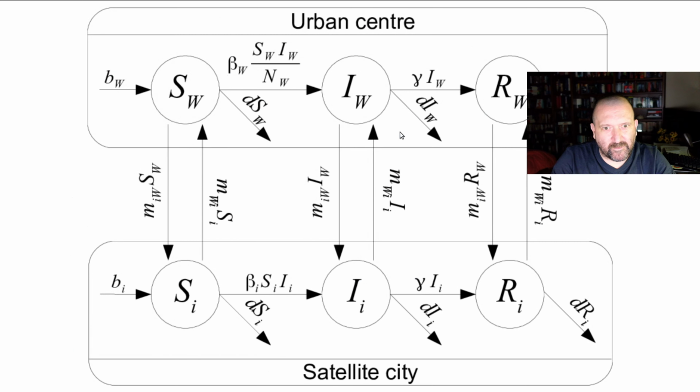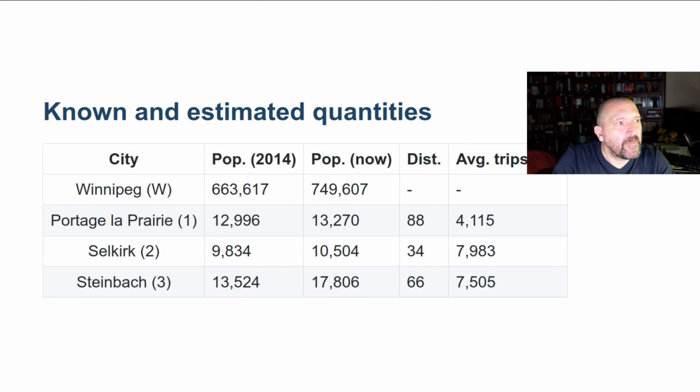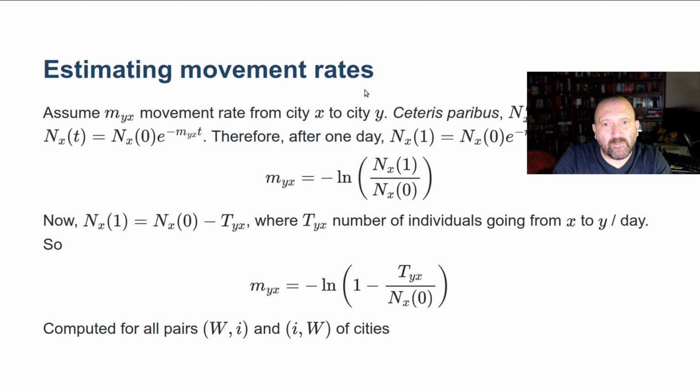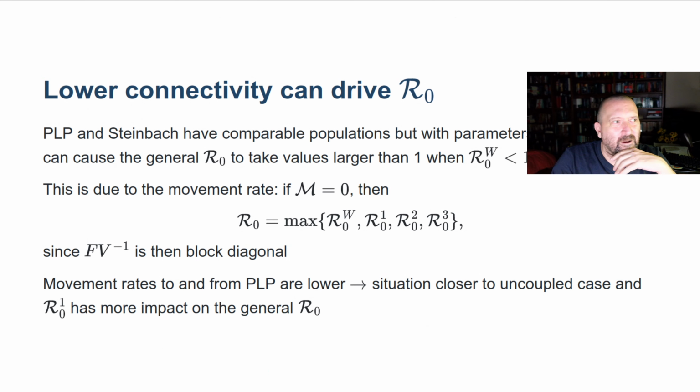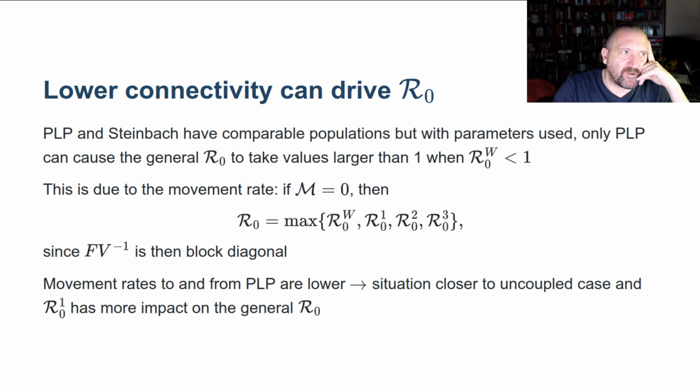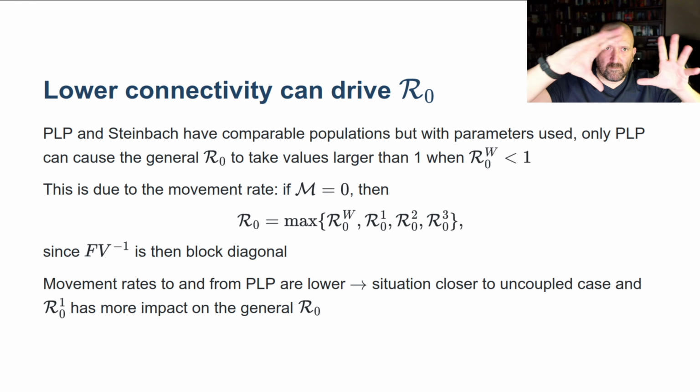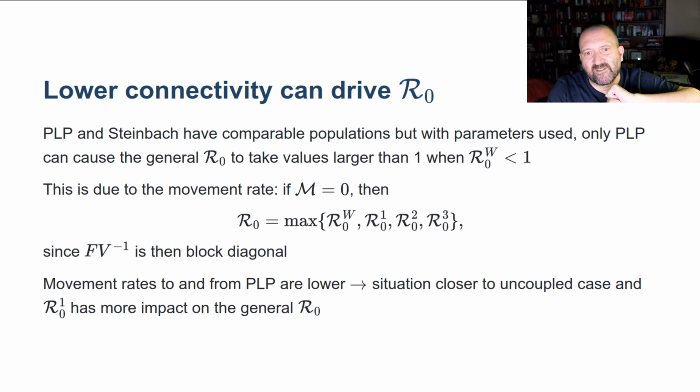So Portage, which, if you go back, is this place that is far away and has the fewest number of trips, seems to be able to do something that the other two can't. I mean, Winnipeg drives the whole system, but Portage is able to trigger things. And it took us some time to realize what was happening, but this is quite simple, actually. If you look at what happens when you disconnect the entire system, your computation of R0 becomes, instead of having a big matrix, a block matrix where each block has the R0 computation for the individual locations. And therefore, as I have four blocks, the global R0 for the entire system is the max of all those blocks.